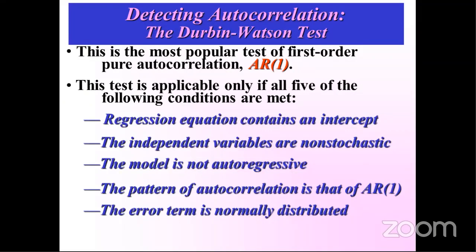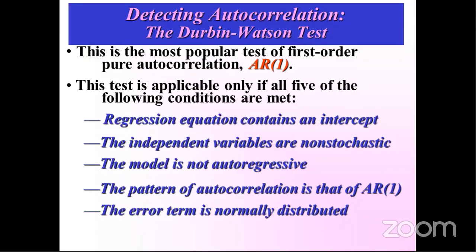Non-stochastic means they are fixed, given. If they are not fixed or given, they are called random independent variables, or stochastic independent variables. So if your independent variables are stochastic, then you cannot use the Durbin-Watson test for autocorrelation. And the third one is the model is not autoregressive.